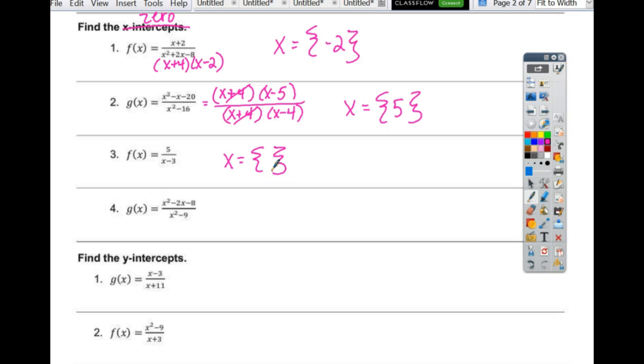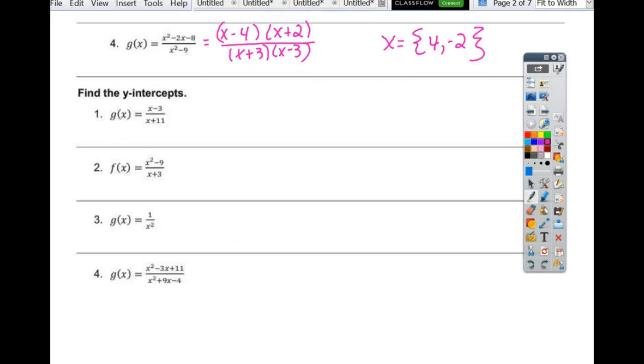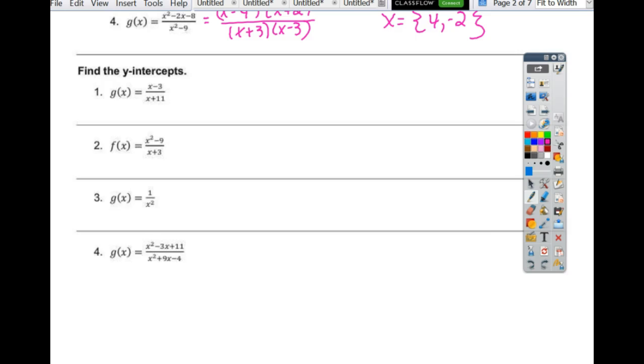Okay? So here, can we factor? What does it factor to? So nothing cancels, so it gives me the x's of 4 and negative 2. Okay, any questions there? Yeah, that's pretty easy. So next is the y-intercept, which also comes after you reduce.